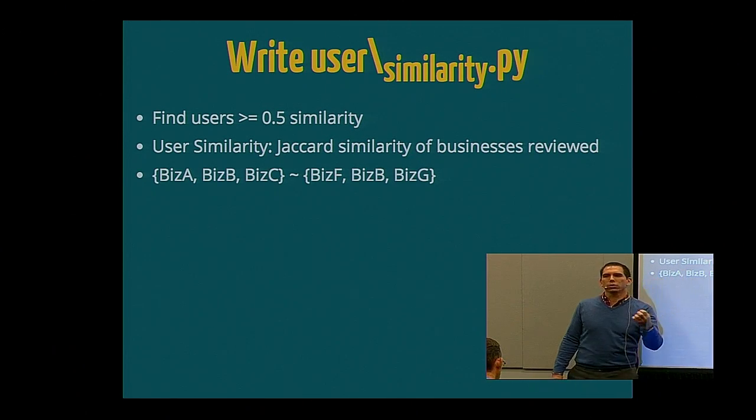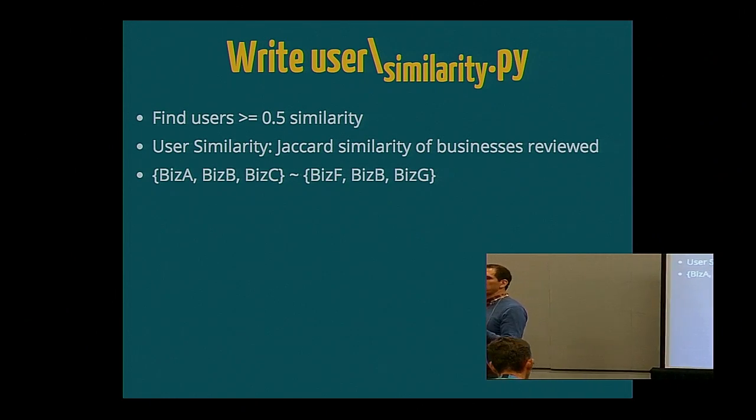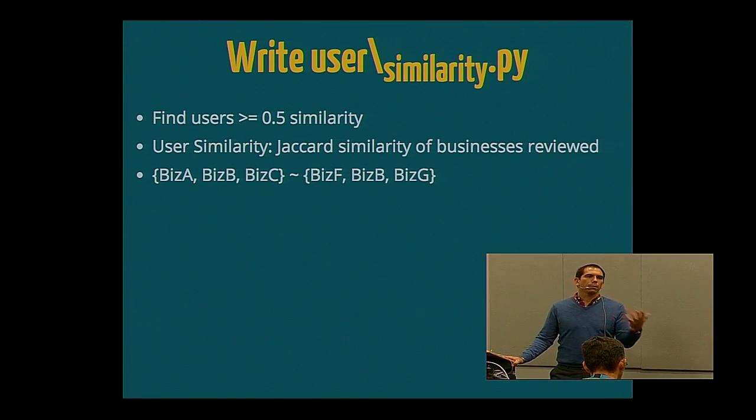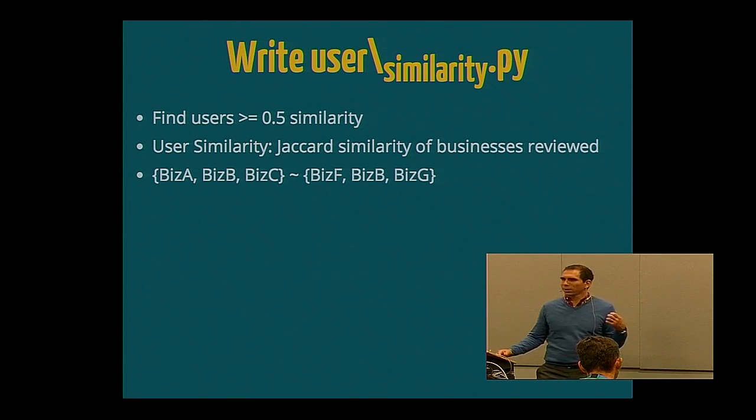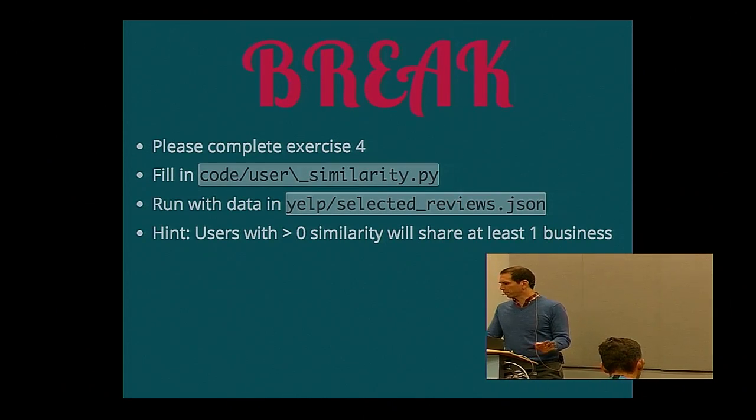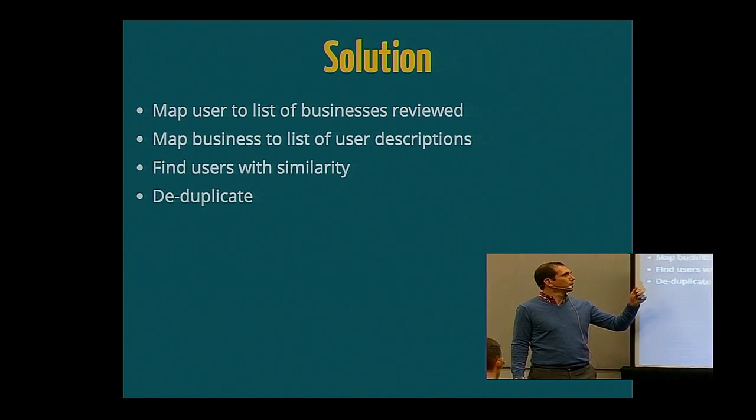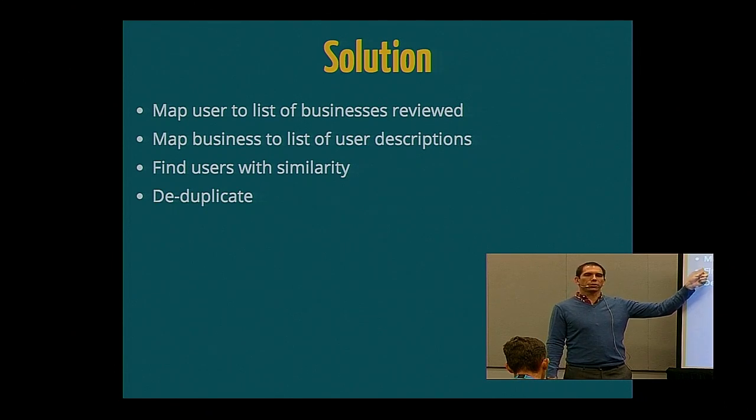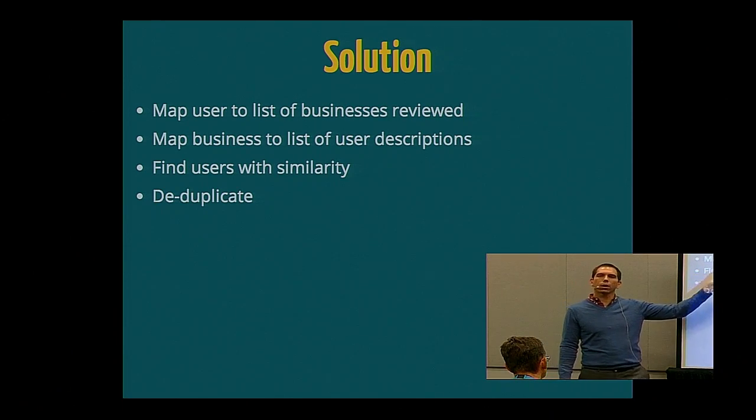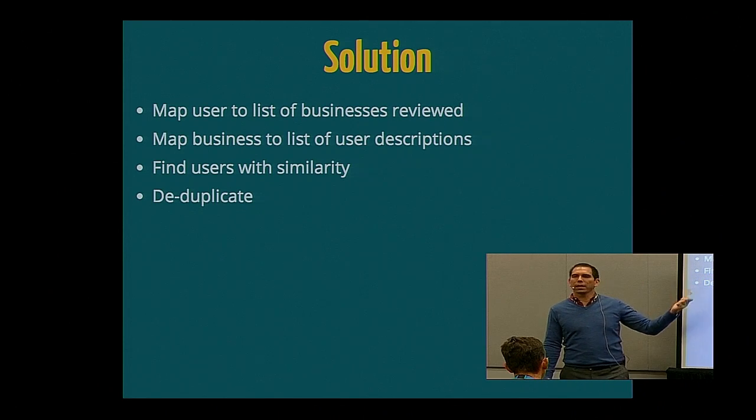So if a user has reviewed 10 businesses, how many businesses in common would they need to share with someone else in order to actually meet that criteria? And then you could only output that many businesses. So that's an optimization. If that doesn't make sense, we could talk about it after, but it's an optional thing. So in that reducer that's keyed by business, we compare all of those users and find the ones with greater than 0.5 similarity.